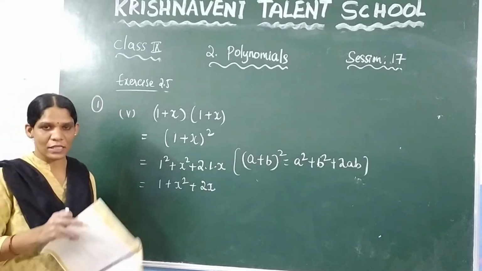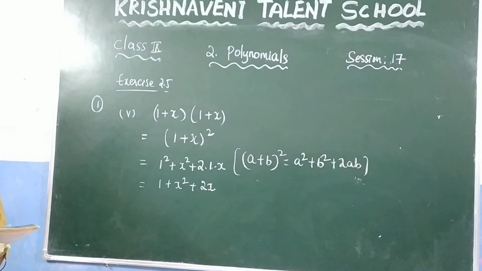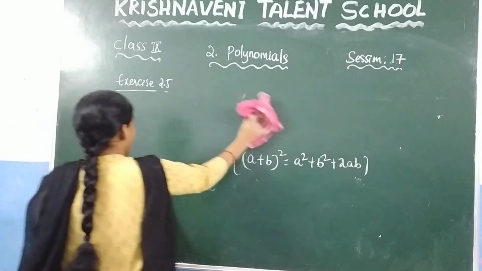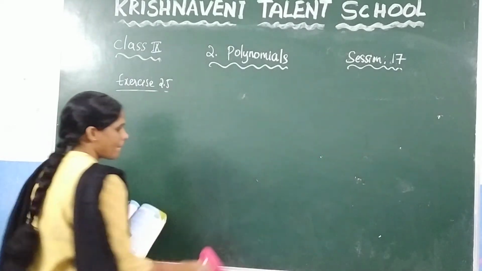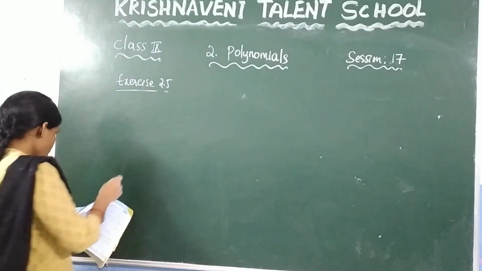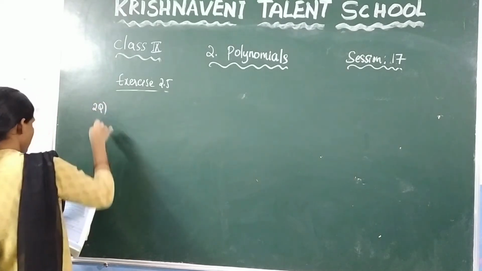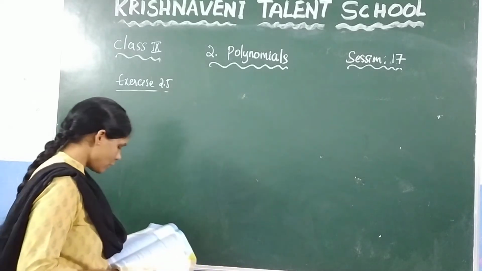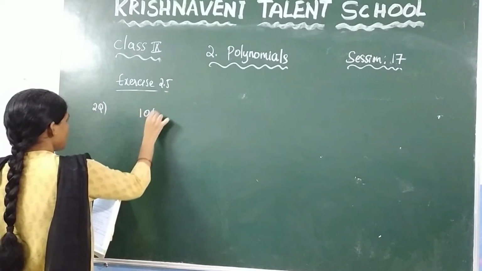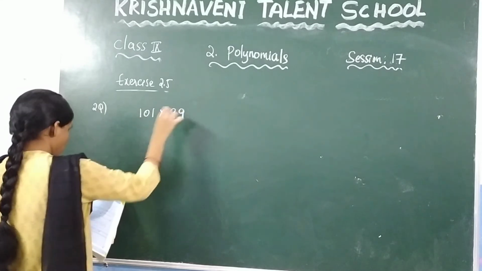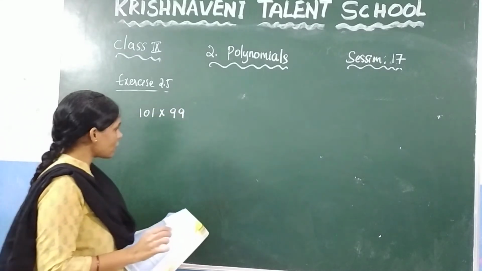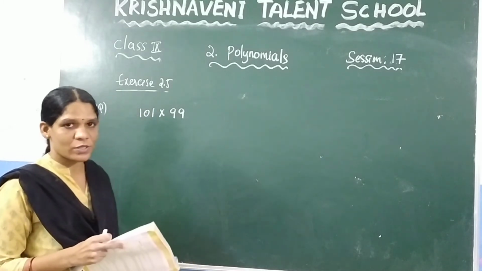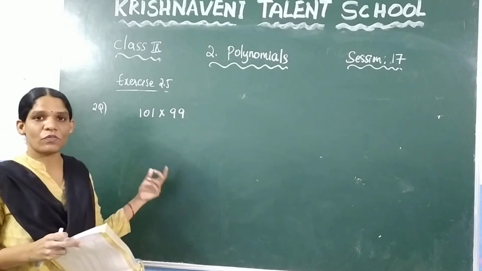So here now see the second question in this. What is the second problem they have given? Evaluate the following products without actual multiplication. In that see the first question, which is 101 into 99. So here you need to solve this one without doing the actual multiplication. You need not multiply these two values. So you have to write this one in the form of the identities.